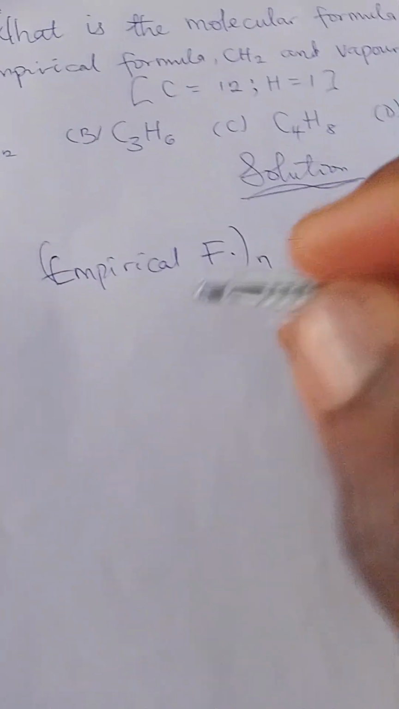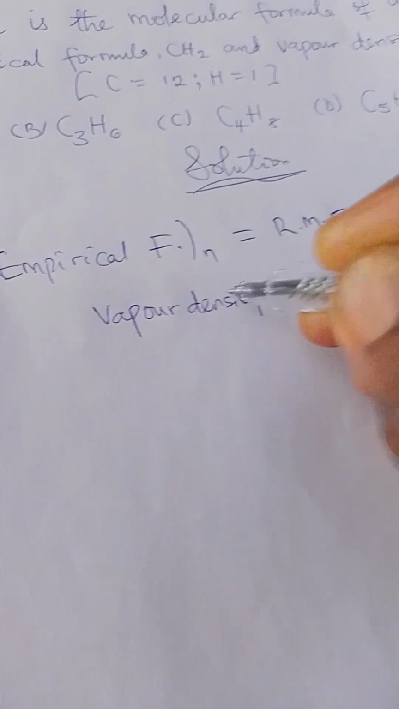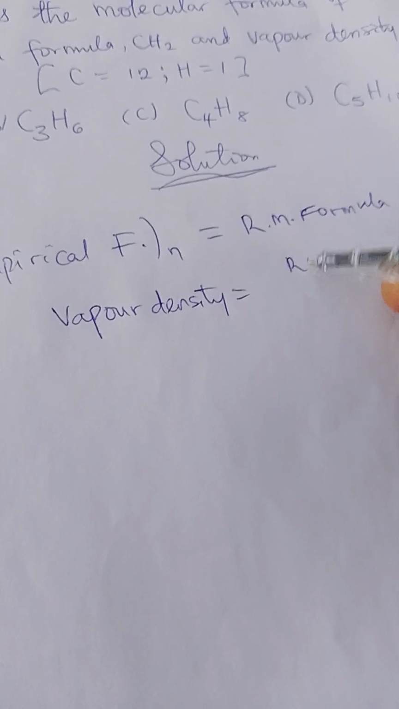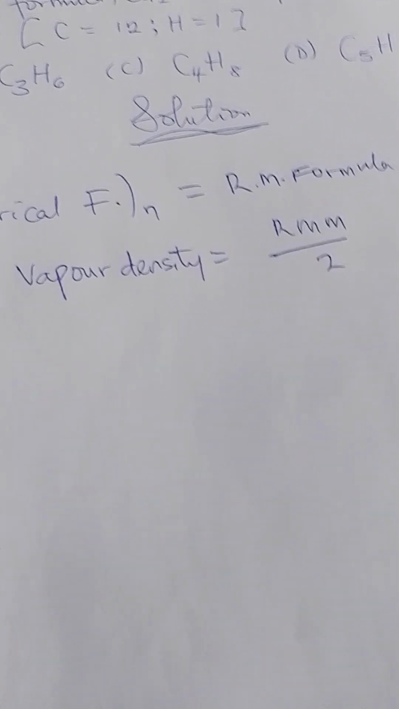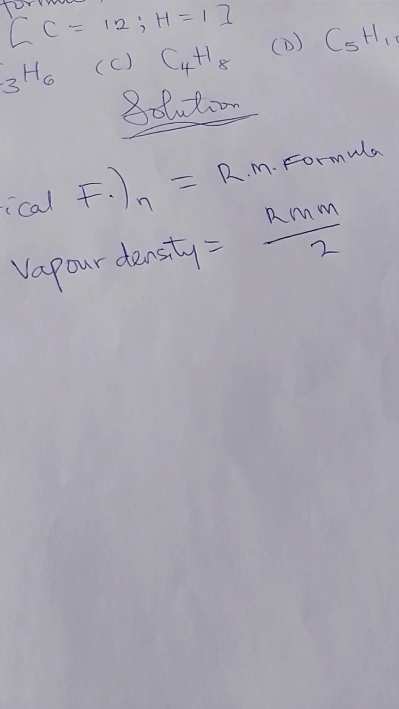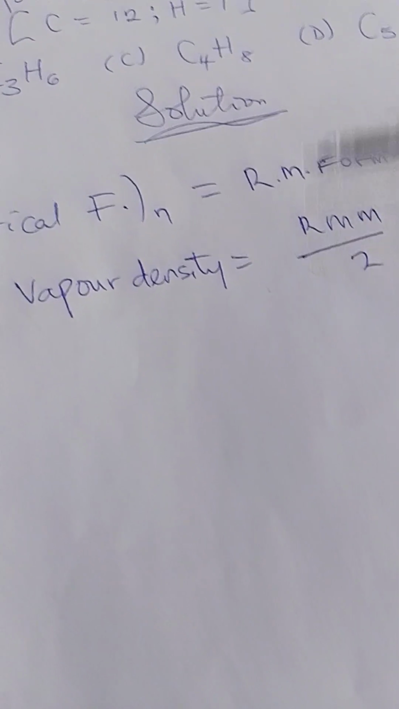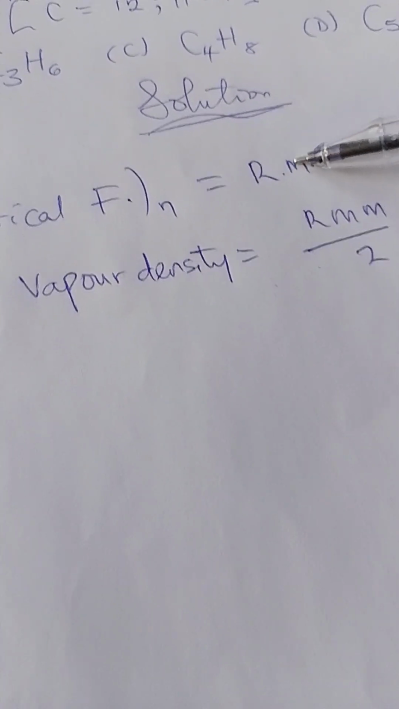But before that, recall there's a formula that we have as vapor density, that is equal to relative molecular mass over 2. You recall this formula, right? In this case we are not given the relative molecular mass of the compound. We're only told, what is the molecular formula of a compound. What compound, we don't know. So to get the relative molecular mass of that compound, we have to use this formula first. After using this formula, then we'll apply the initial formula.